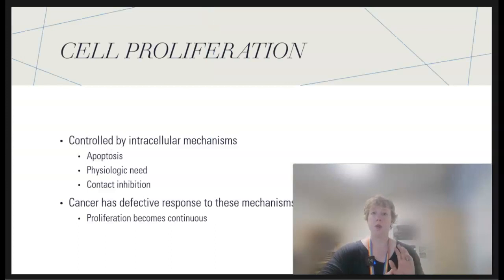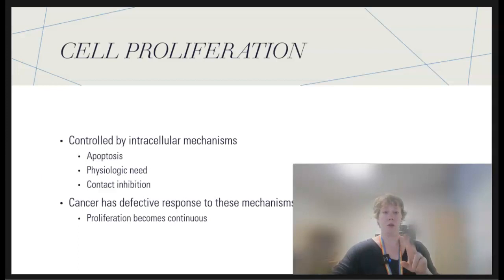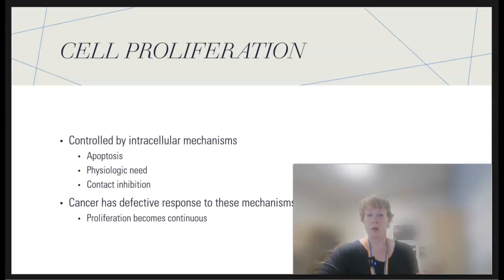Okay, so when it comes to cell proliferation, we talked about the two different dysfunctions, either cell proliferation or differentiation. Cell proliferation is normally controlled by these intracellular mechanisms, so apoptosis, which is cell death. When there is apoptosis, it triggers cell proliferation, so the body's like, oh, a cell died, I need to make more. There's physiologic need for cells.